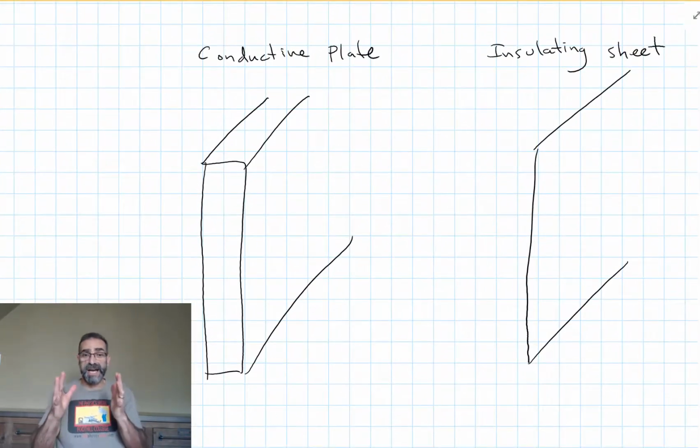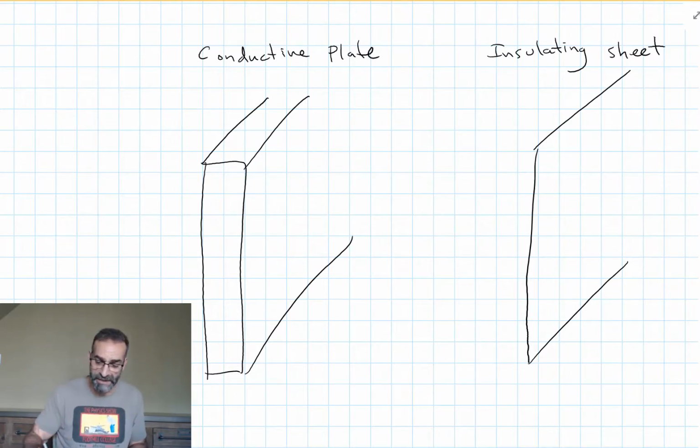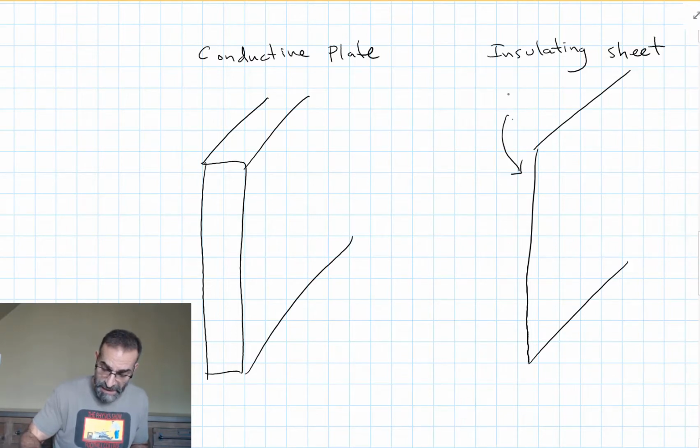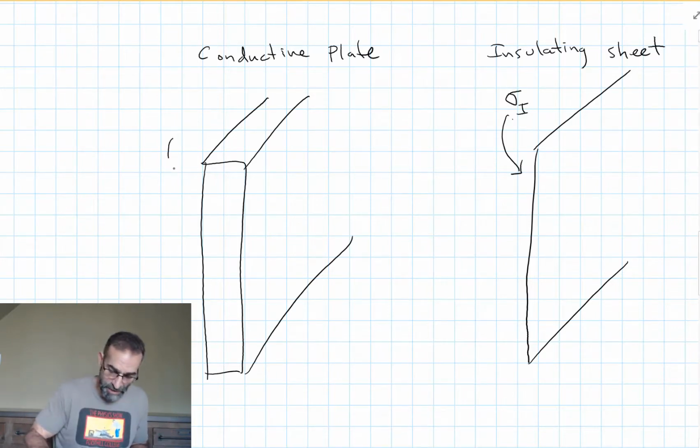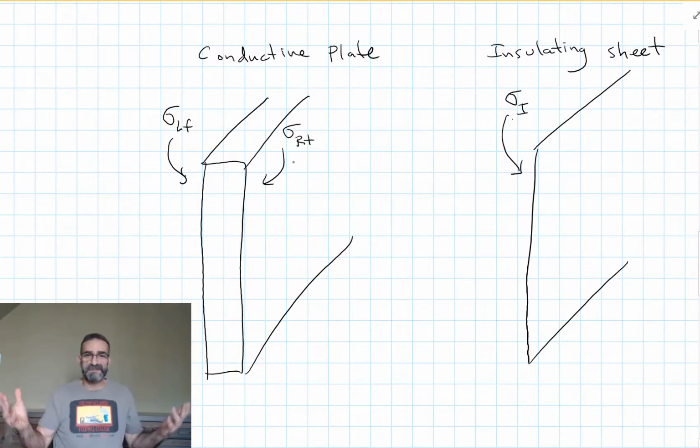We've got our two charged objects in close proximity to each other. The insulator has a charge density sigma insulator, sigma I. And the conductive plate, we don't know what those charge densities are going to be. I'm going to call this one sigma left and this sigma right, just for the left side and the right side of our conductor, for lack of a better term. Now, what do I know about sigma left and sigma right? I know something about that charge already.